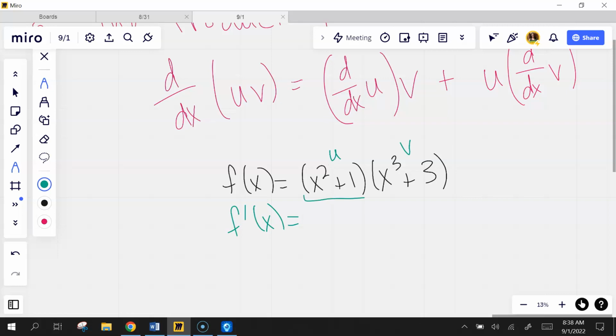If I take the derivative of this, what do I get? 2x. Then I'm going to multiply it to this left alone, so x cubed plus 3. Now I take the first one and I do the derivative of the second. What's the derivative of the second one? 3x squared. And now I can clean it up a bit.